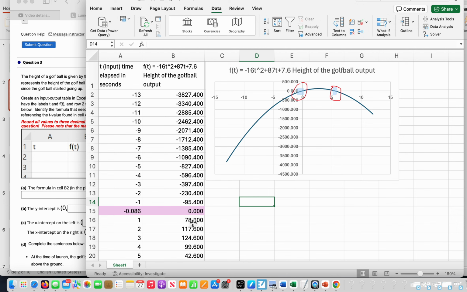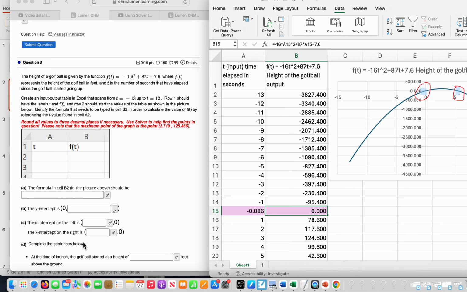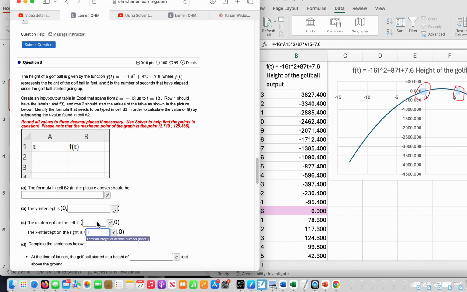All right. So that's our first x-intercept. When my input is negative 0.86, my output is 0. That's what I would put in this first box. Okay, that's my left intercept. Now let's find the right intercept.